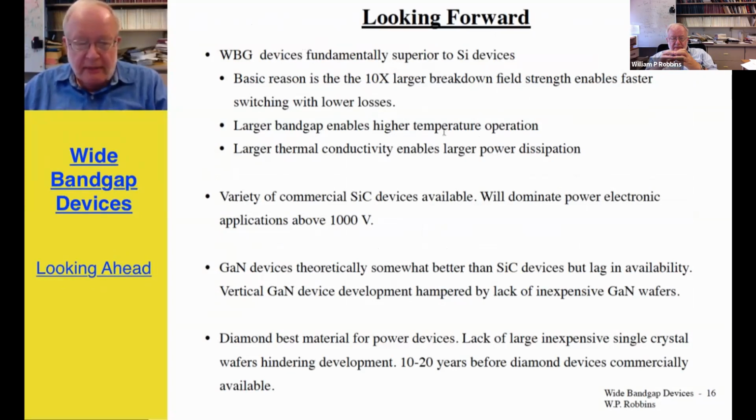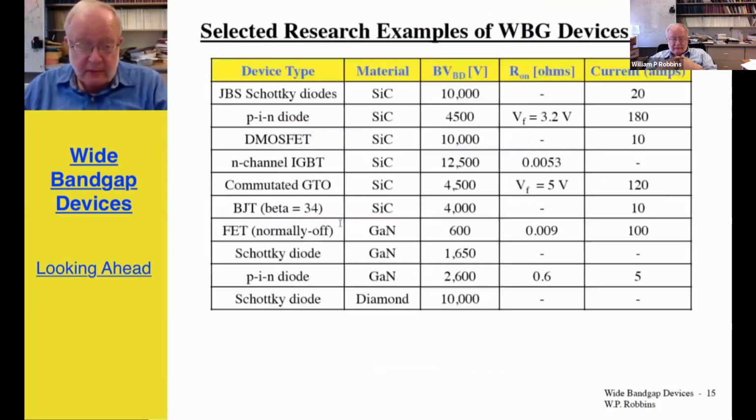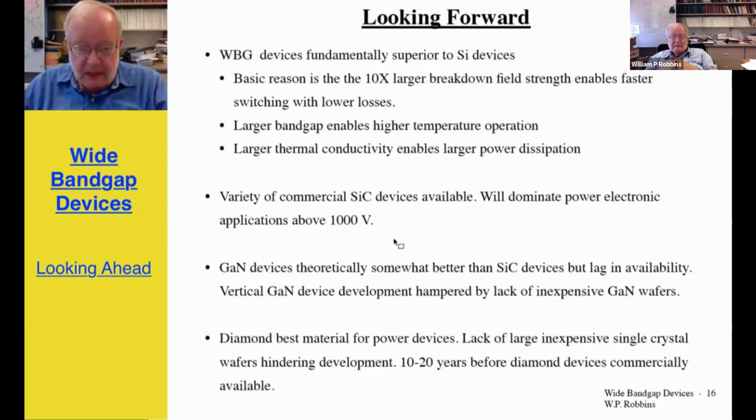The larger bandgap enables higher operating temperatures, and the larger thermal conductivity provides the ability to dissipate more power in the device without exceeding the temperature limitations. There are a variety of commercial silicon carbide devices available, and they're going to dominate power electronic applications probably above 1,000 volts in the future.